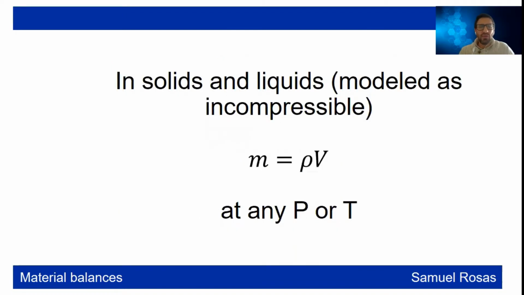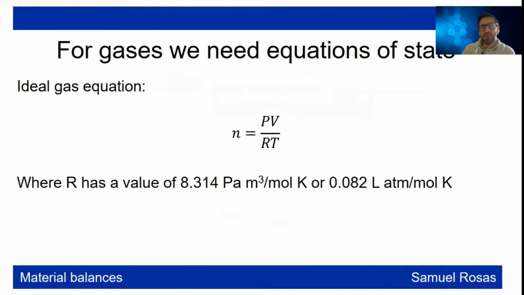In solids and liquids, which are modeled as incompressible, it is very easy because you have the density. Mass is going to be equal to density times volume at any pressure or temperature. And of course, there are variations, but they are minimum. So that's the reason why we do this. But in a gas, pressure and temperature do matter, and we need equations of state.